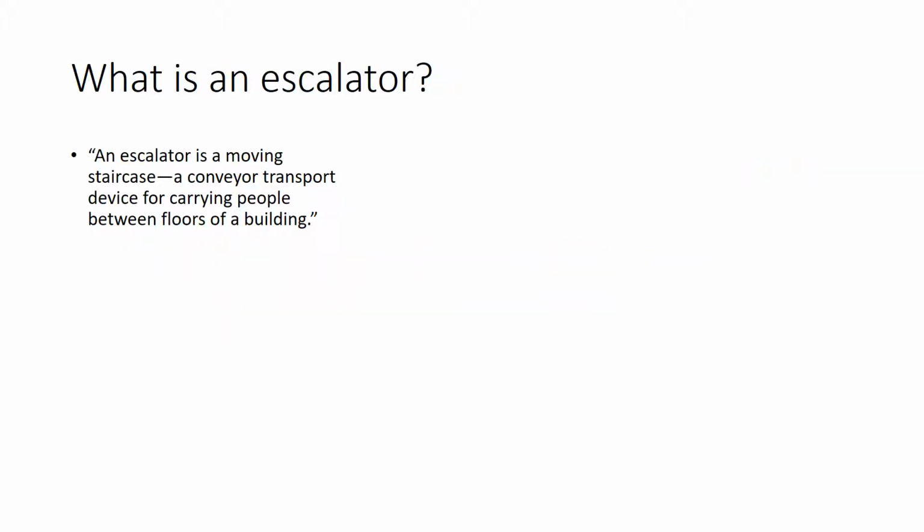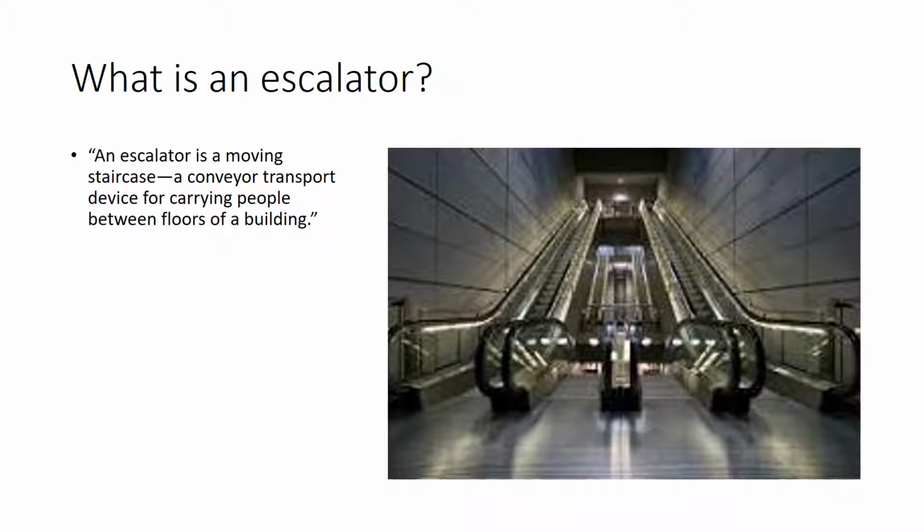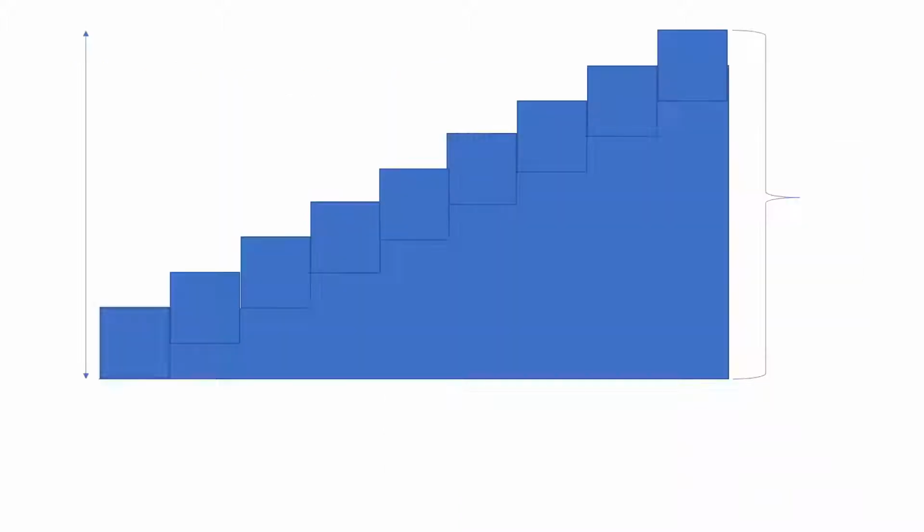So what is an escalator? Here's a picture of an escalator. An escalator is like a moving staircase, kind of like an elevator, except a moving staircase instead. So here's a little diagram I made for my example later on. This is the escalator, and we're going to be dealing with the vertical component, which is shown on the right, and that is going to be, for my example, 12 feet.